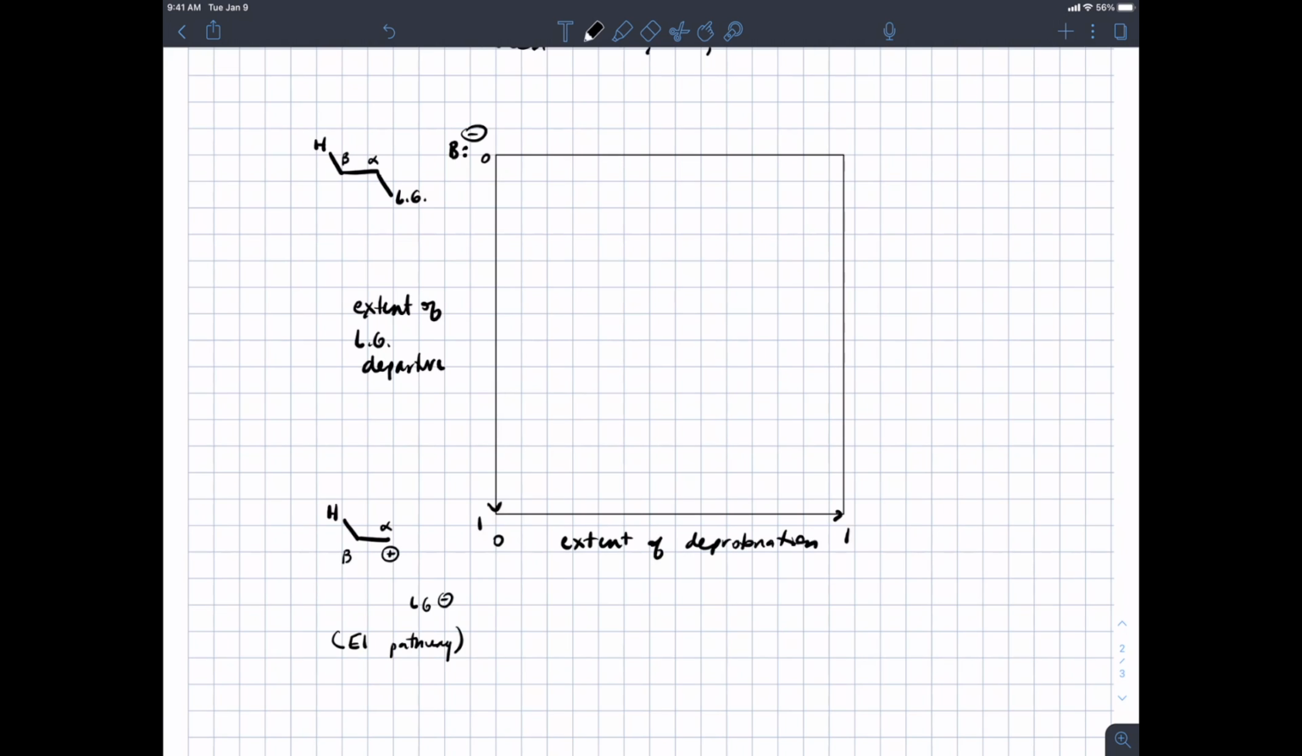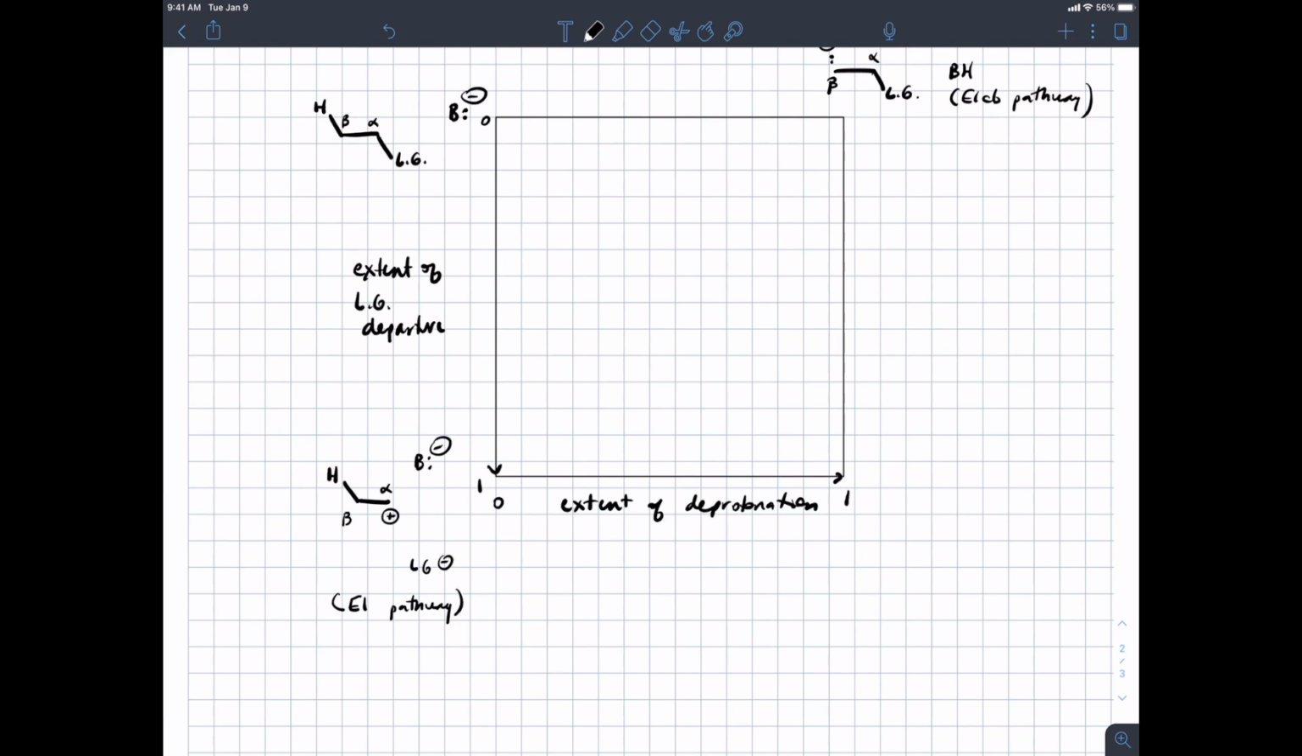Alternatively, if you have complete deprotonation first on the beta carbon, but the leaving group is still there on the alpha carbon, then this is the E1cb pathway. And then, of course, if you went from the top left diagonal to the bottom right diagonal, the leaving group has departed, deprotonation is 100%, and you have your alkene.